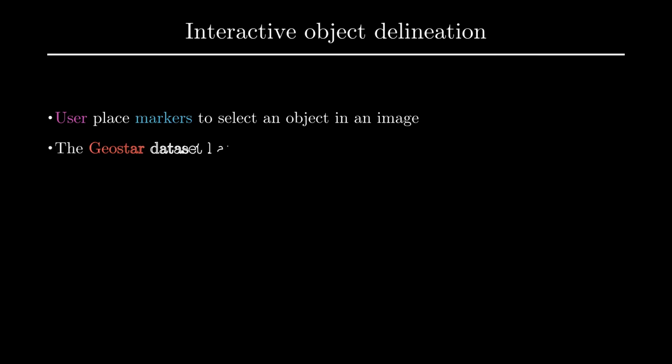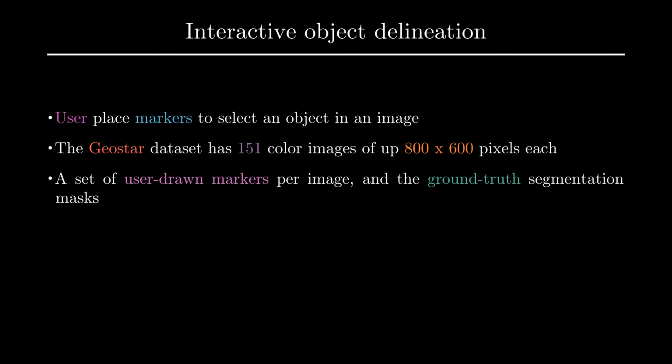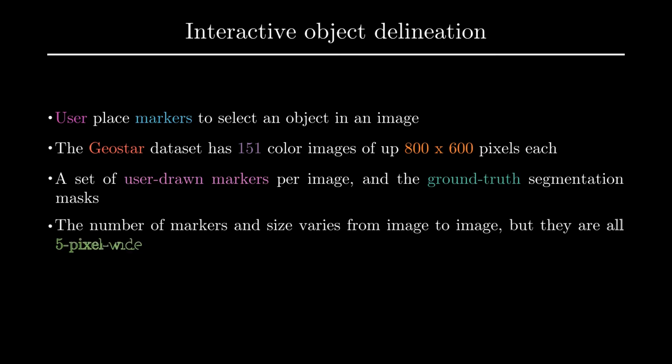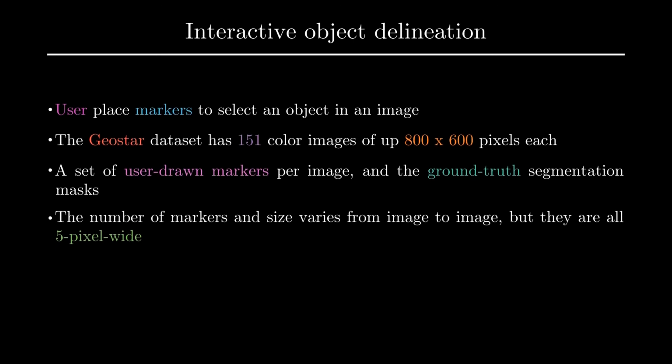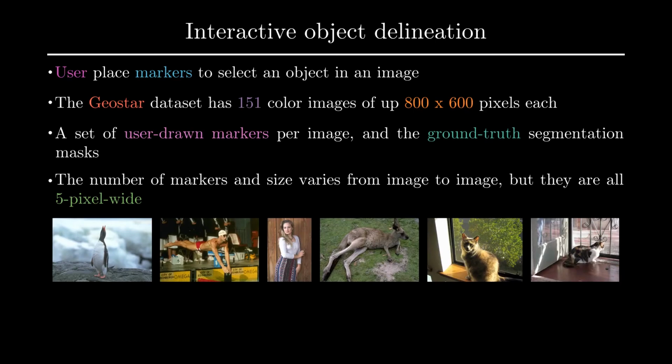To evaluate our method, we applied it to the problem of interactive object delineation, in which the user wants to select an object in an image. To do so, they place markers that indicate where the object is. We use the GeoStar dataset. It consists of 151 color images of up to 800 by 600 pixels each, a set of user-drawn markers per image, and the ground truth segmentation masks. The number of markers and size varies from image to image, but they all are 5 pixels wide. These are some images from the dataset.